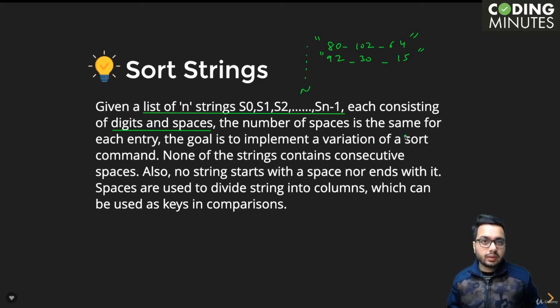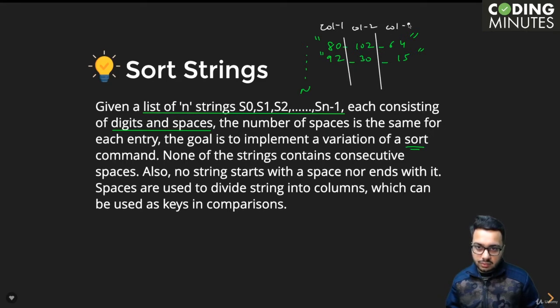So you need to implement a variation of the sort command. So you need to do sorting, and it is also given that none of the strings contains consecutive spaces, and no string starts with a space nor ends with one. So these are some more conditions about these strings. And spaces are used to divide the string into columns, so you can treat it like this. About each space we have a column, right? This is, let's say, column 1, this is column 2, this is column 3.